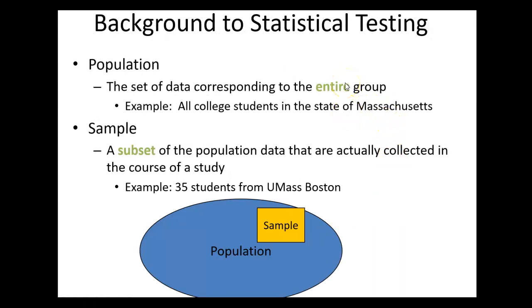So when we do statistics, we want to make an inference based on the sample that we have onto a certain population. The population is the set of data corresponding to an entire group. For example, if our population was all college students in the state of Massachusetts, realistically, we'd never be able to conduct a study that looked at all college students in the state of Massachusetts, which is why we have a sample. The sample is the subset of the population where data is actually collected. For example, we might study 35 students from UMass Boston and then make an inference from that information onto all college students in the state of Massachusetts.